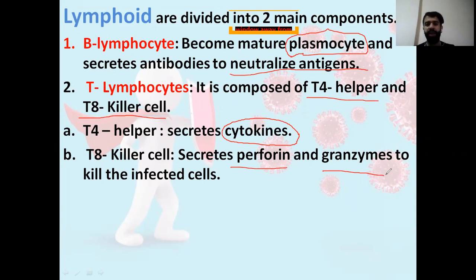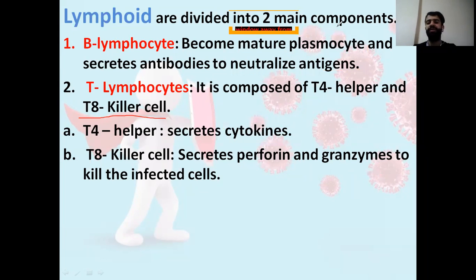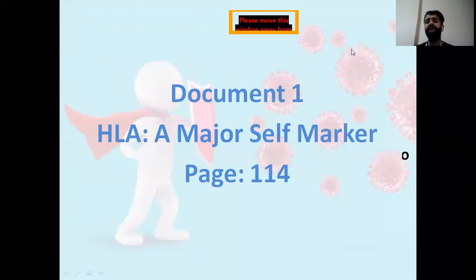And T8 killer cells kill the other cells by using two important weapons. These weapons are perforin and the granzymes. Perforin, as its name suggests, creates pores inside the cell. These pores will cause the release of the components of the cell and its death. Granzyme comes and degrades the cell and kills the infected cell. So here you have to know that antibodies are not secreted by B lymphocytes, but by mature B lymphocytes. They are called plasmocytes.